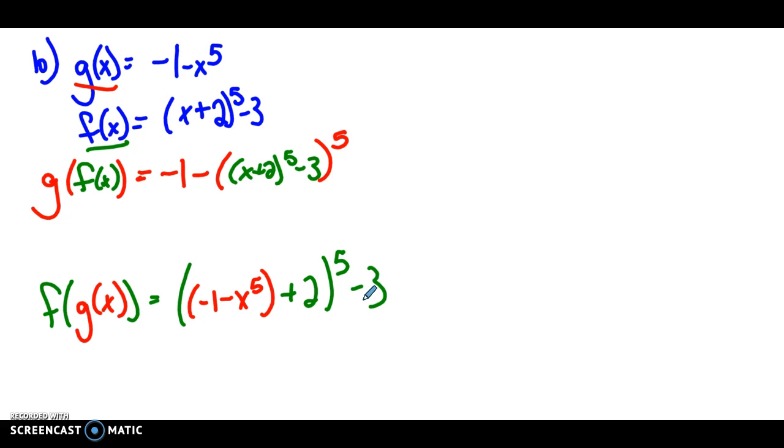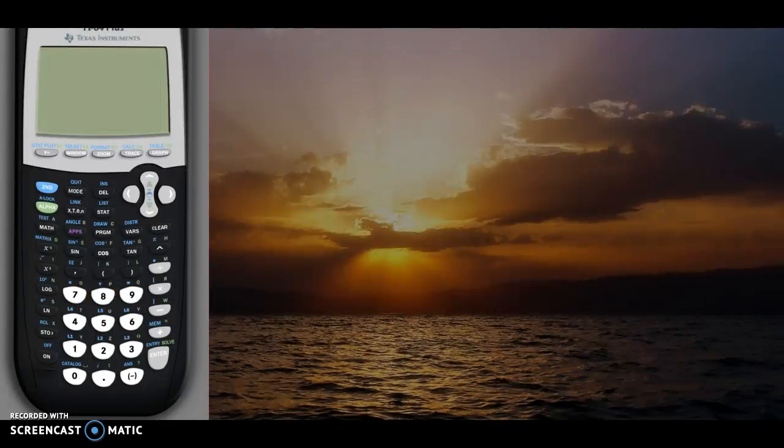Now from here you would simplify. In order to simplify these two expressions, you would first need to multiply x plus 2 times x plus 2 times x plus 2 times x plus 2, times x plus 2, and we could spend all day doing this. Unless, of course, you know the pattern. Or we can use our calculator.